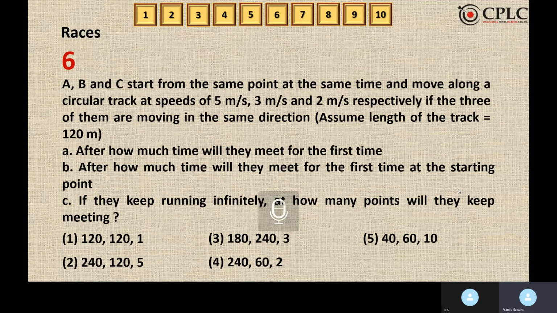Next question is, A, B and C start from the same point at the same time and move along a circular track at speeds of 5 meters per second, 3 meters per second and 2 meters per second respectively. If the three of them are moving in the same direction, assume length of the track as 120 meters. After how much time will they meet for the first time? After how much time will they meet for the first time at the starting point? If they keep running infinitely, at how many points will they keep meeting? Now, if you observe, there are no two runners over here, there are three runners. So, let's look at the question. Let's look at the solution.